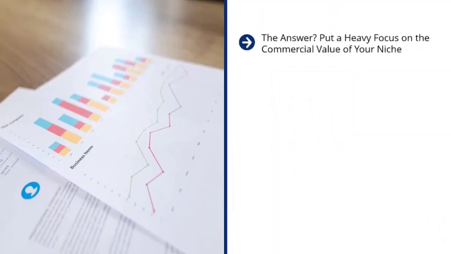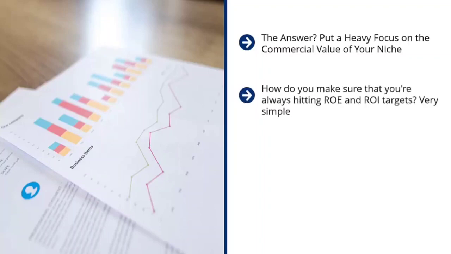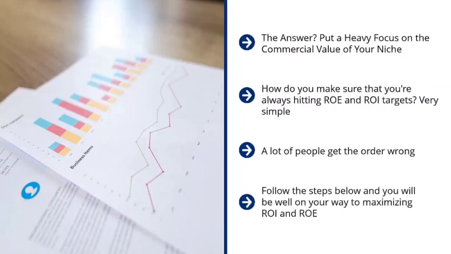The answer? Put a heavy focus on the commercial value of your niche. How do you make sure that you're always hitting ROE and ROI targets? Very simple. To maximize your ROI and ROE, you need to pick the right niche first, then pick the right affiliate program. A lot of people get the order wrong. They often build their whole business around an affiliate program when it turns out that the niche they're targeting is simply too hard, too saturated, or too fragmented for them to turn a steady profit. Follow the steps below and you will be well on your way to maximizing ROI and ROE. Spend less time, make more money.